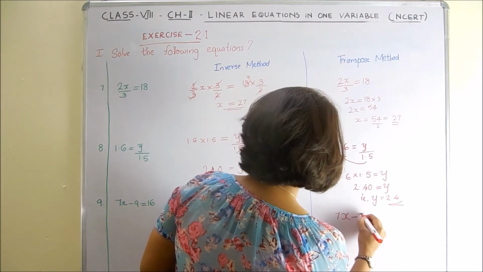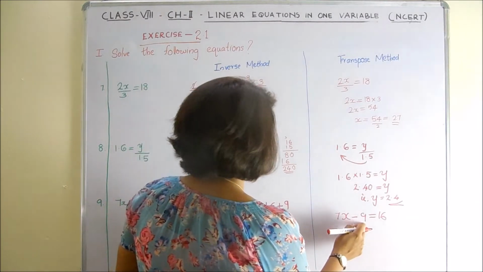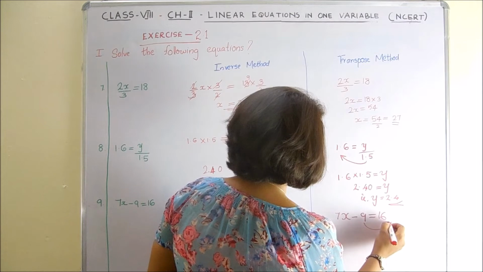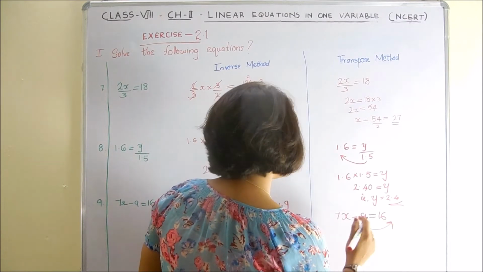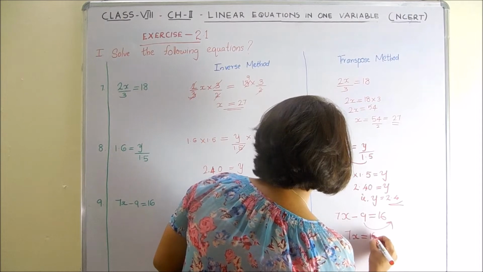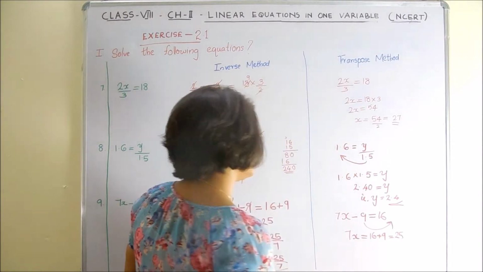7x minus 9 equal to 16. In order to eliminate this 9, we have to transpose it into the RHS as addition. Then the equation becomes 7x equal to 16 plus 9, which is equal to 25. Right?